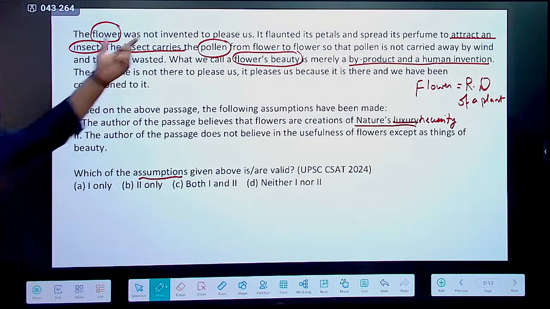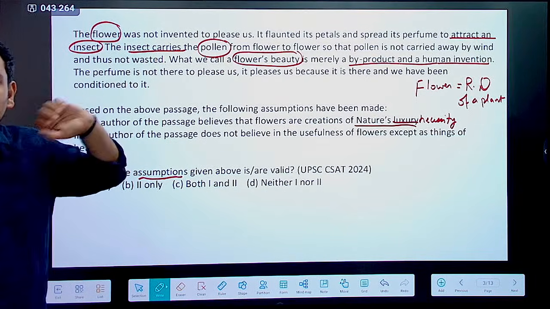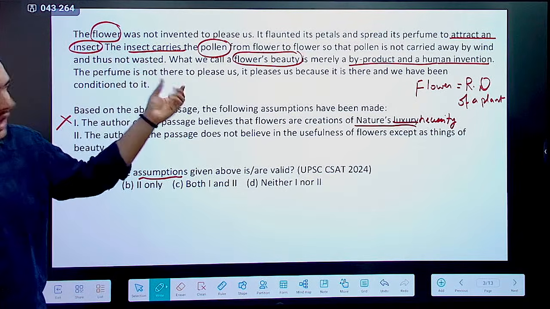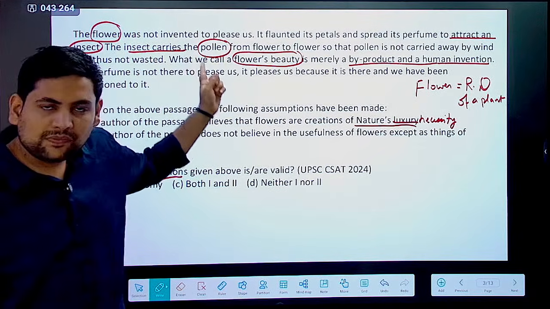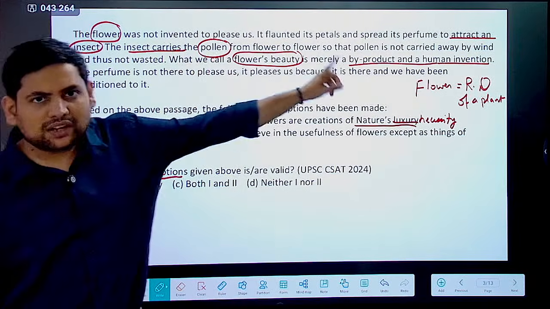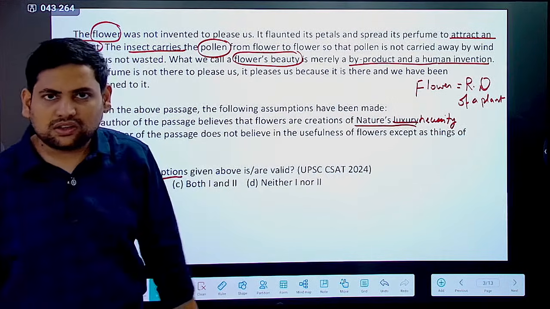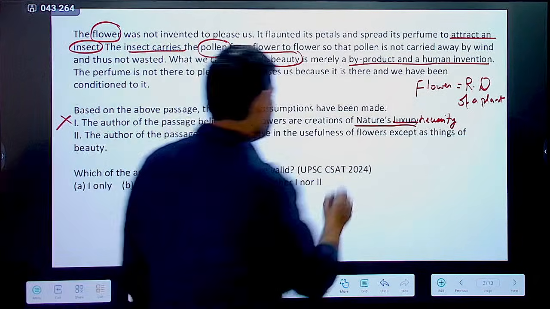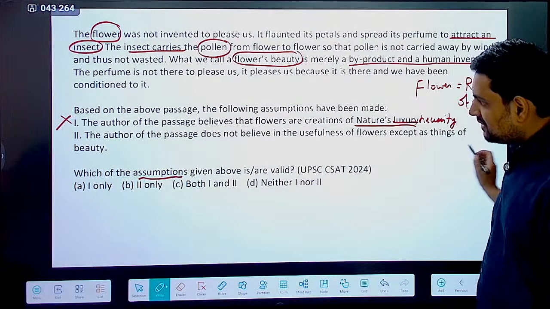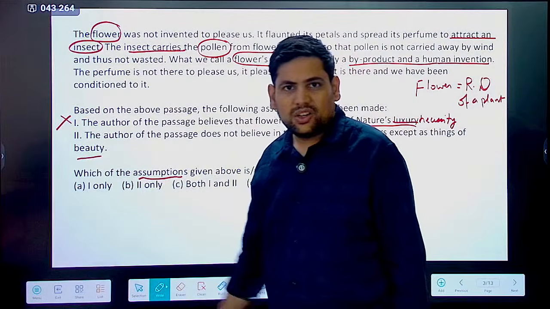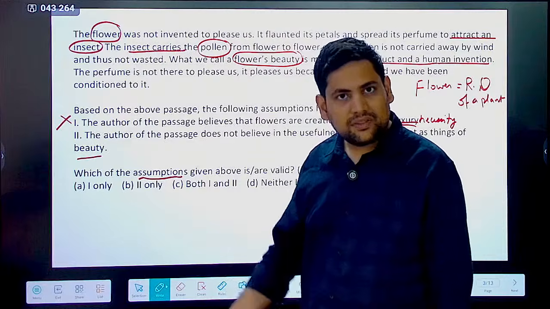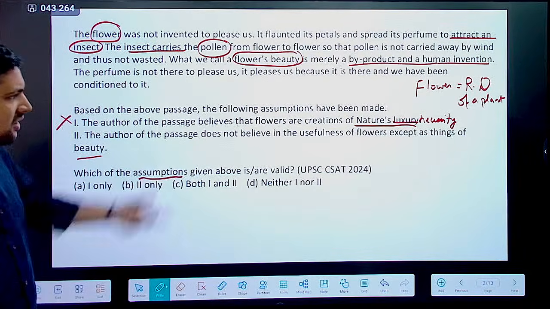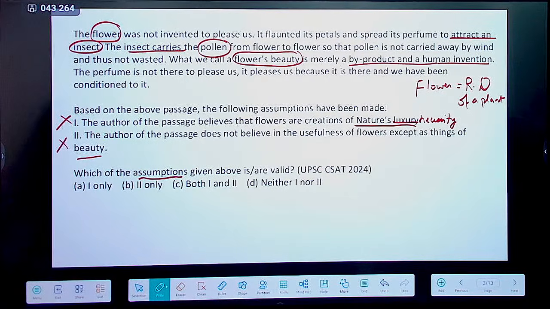Correct? The passage also says this. Implicitly, it says that it is not for us to enjoy this, that. The flower is a very important part and transfers pollen from flower to flower. So that means it is a reproductive organ. Then, the author of the passage does not believe in the usefulness of flowers except as things of beauty. Correct? The author is in fact claiming that flowers are very important, not just as a thing of beauty. It is actually the opposite of what the author was saying.